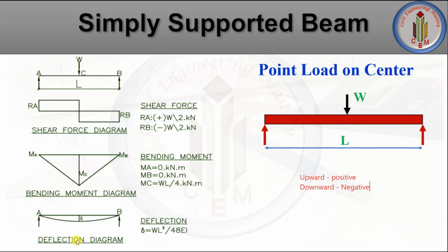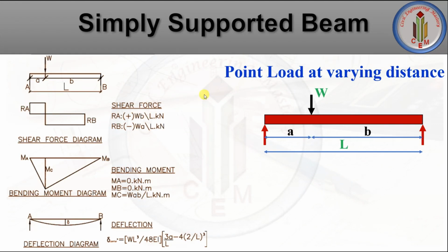Next one is deflection. This is the deflection. The formula is WL cube by 48 EI. So when the load is acting at the center of the beam, the deflection formula is WL cube by 48 EI. Here W is the load, L is the distance, E is the modulus of elasticity, I is moment of inertia.